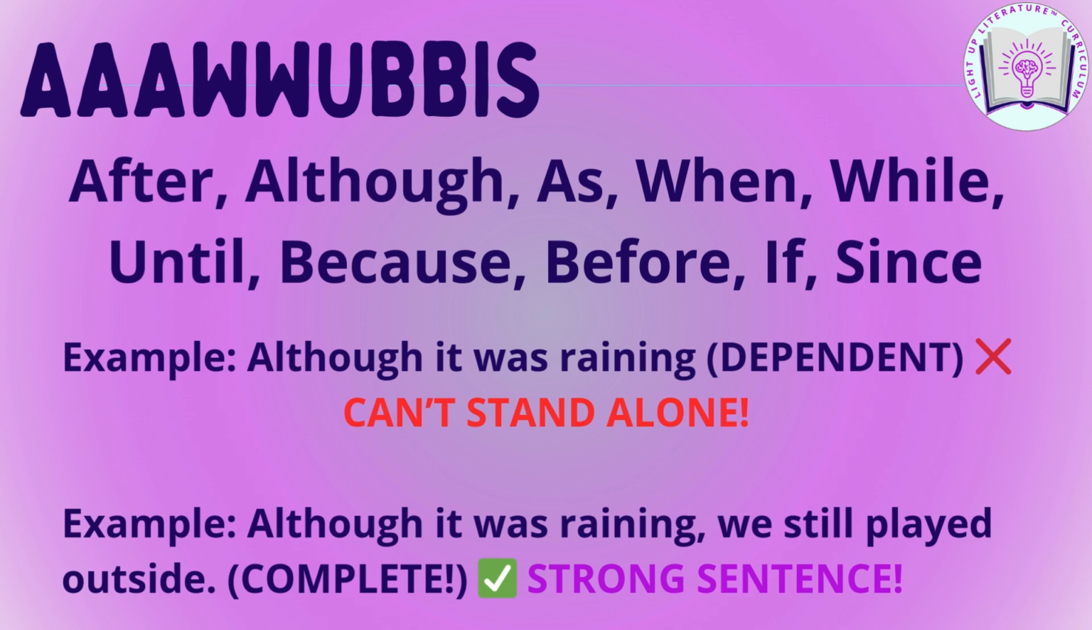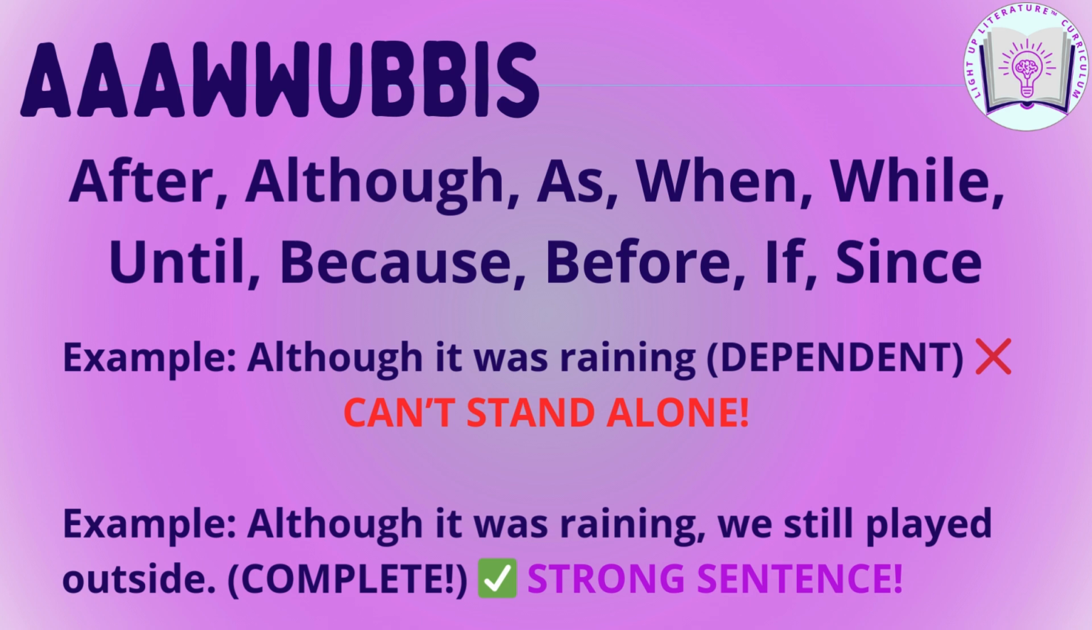Now, if your sentence begins with one of these words, you're starting it as a dependent clause, and it can't stand by itself. So you're going to have to use a comma. So look at this example. Although it was raining, comma, we still played outside. So since we started with that, we have to have that comma right there after raining.